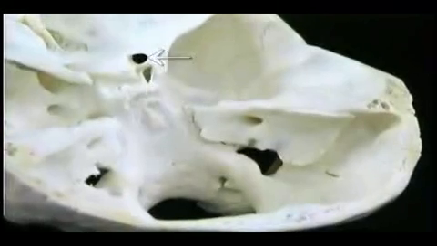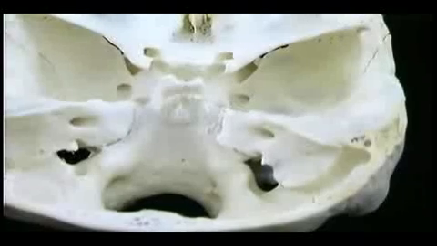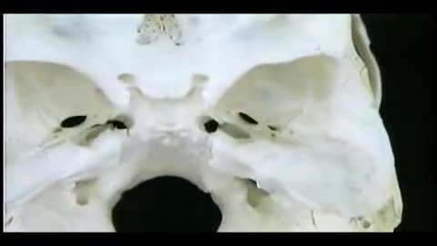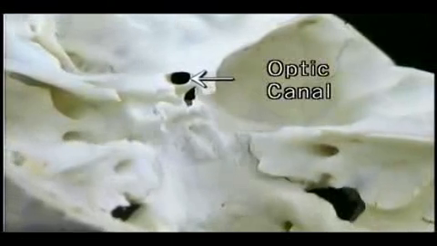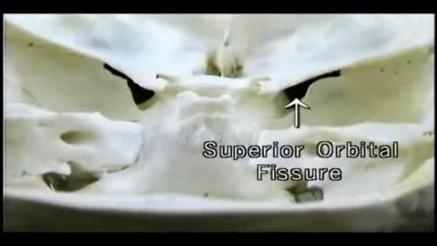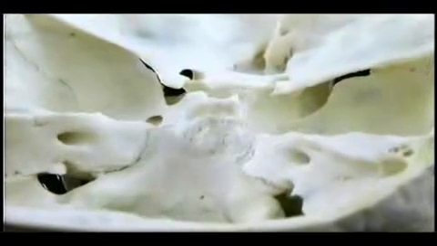We'll look at 3 openings that pass forwards, 2 openings that pass downwards, and 1 that, in spite of appearances, passes obliquely backwards. We'll start with the ones that pass forwards. This round opening just in front of the anterior clinoid process is the optic canal for the optic nerve. Lateral to it, this large triangular opening is the superior orbital fissure, which we've seen already. Numerous nerves and blood vessels pass through it into the orbit.